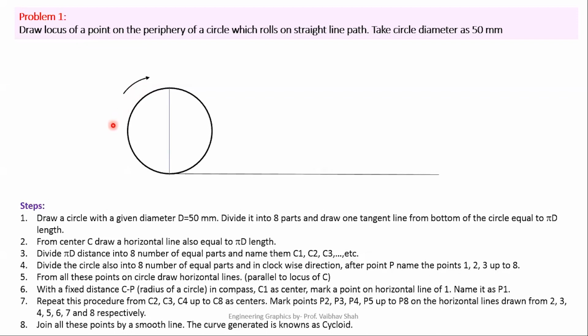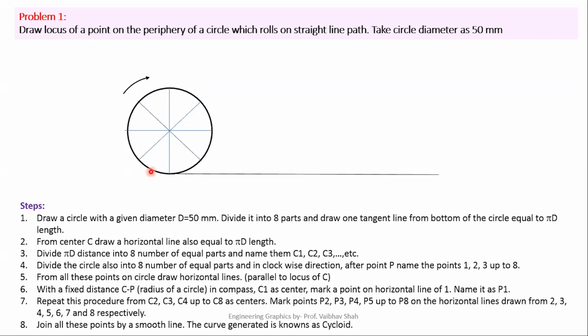Now, after that, we'll be dividing this circle into 8 equal parts. For this, you will be using a 45-degree set square. Whenever you have to divide the circle into 8 equal parts, you have to use a 45-degree set square. And if you want to divide the circle into 12 equal parts, then you can always use the 30-degree and 60-degree set squares.